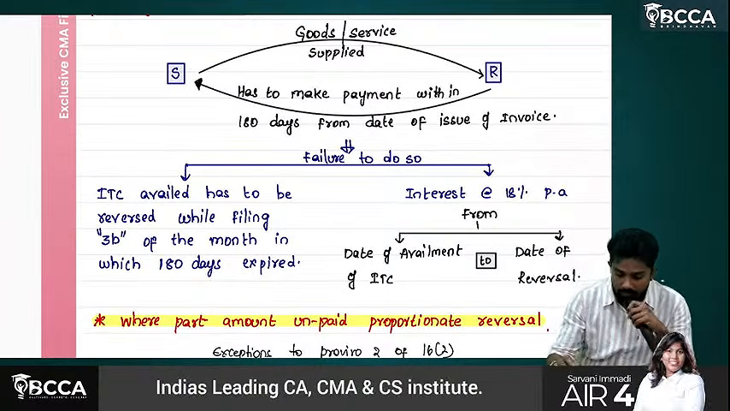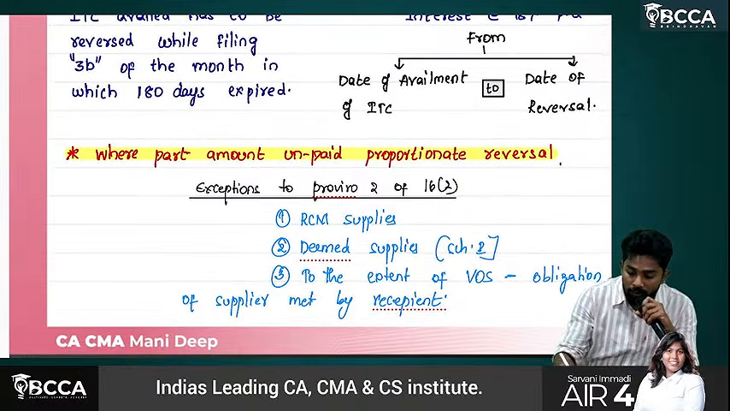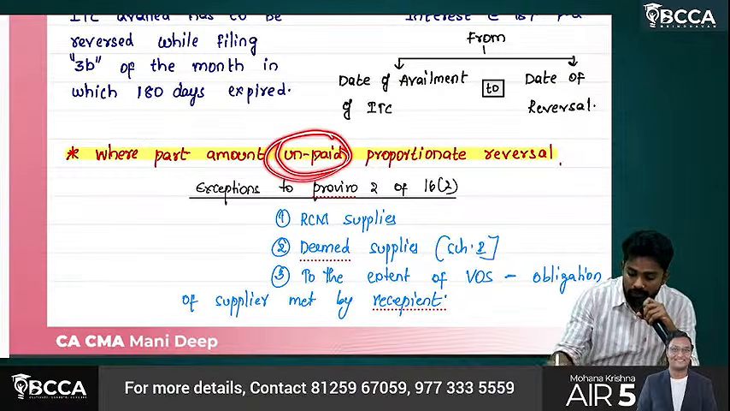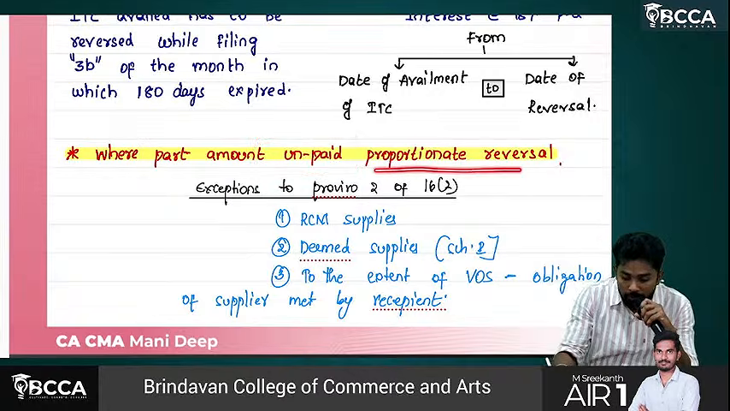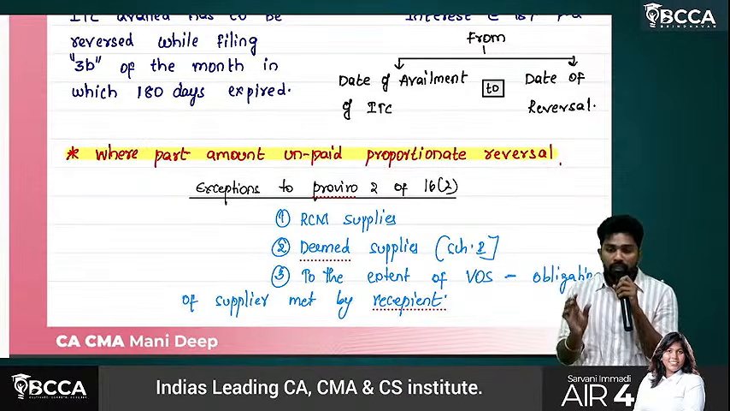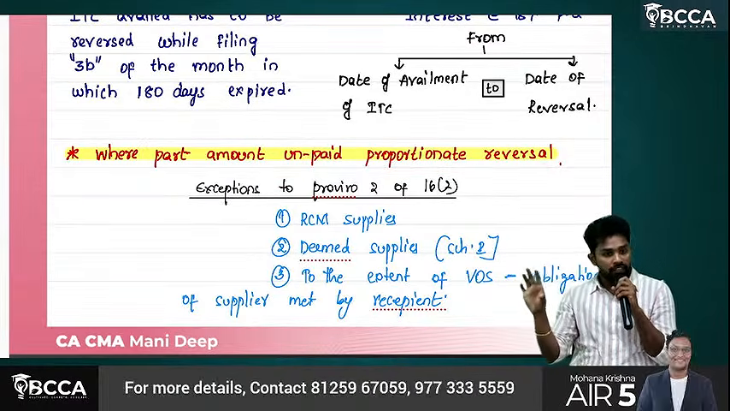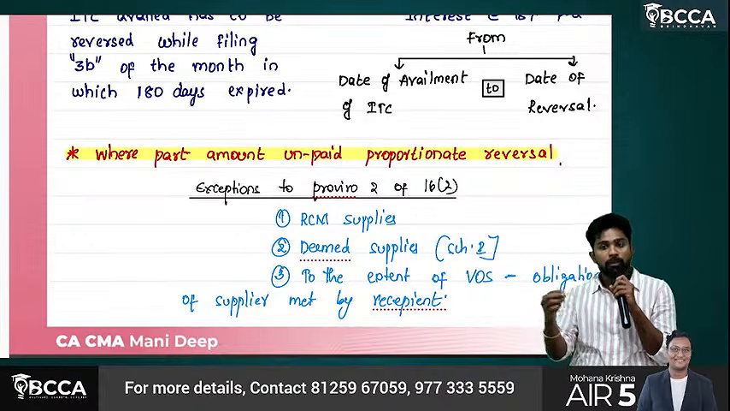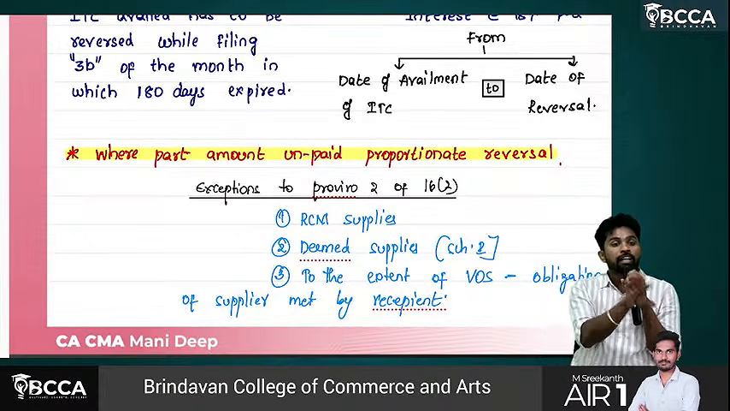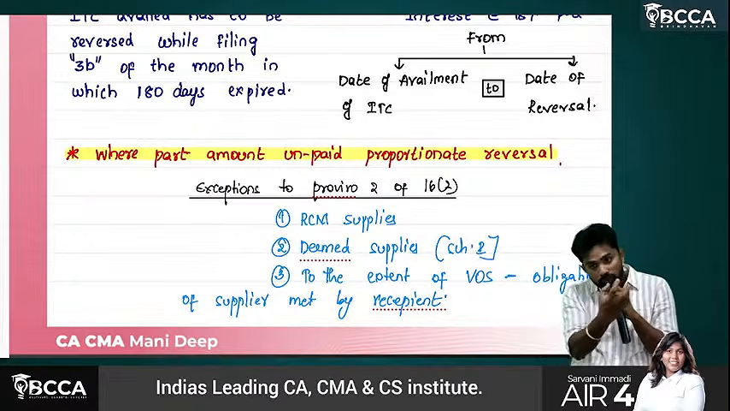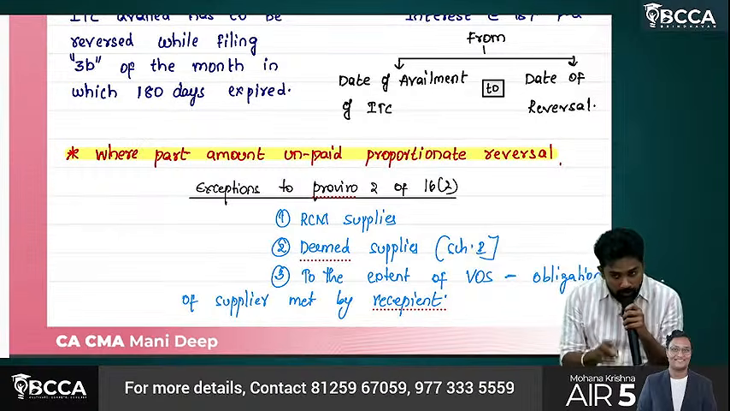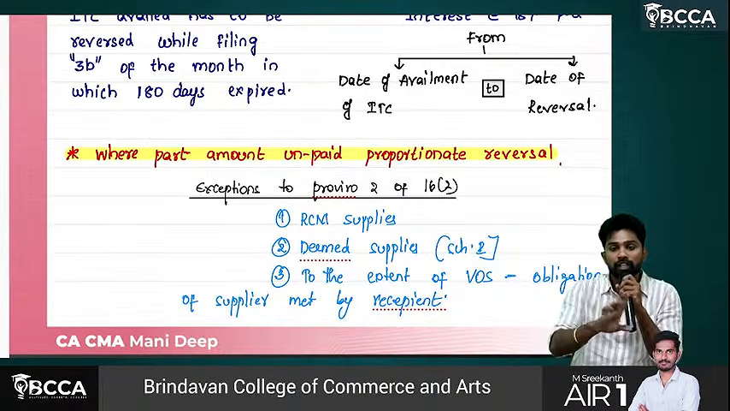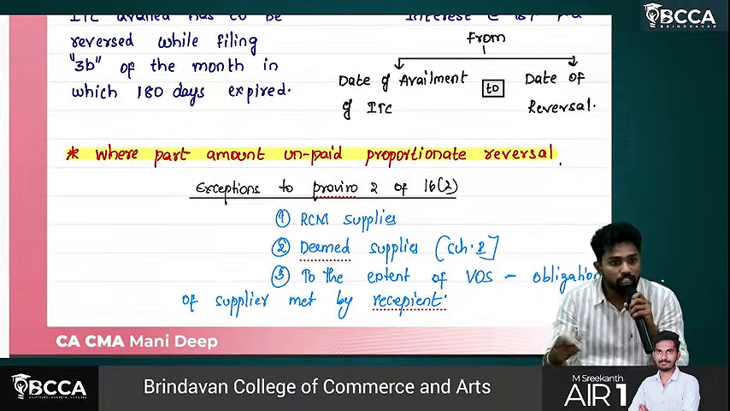Then where a part amount is unpaid, what? Proportionate reversal. I mean, he paid, sir, 10 lakhs is the total value. He paid 2 lakhs, he paid 3 lakhs. Then the unpaid amount is how much? 7 lakhs. Then to that unpaid 70%, the relevant ITC only has to be reversed. In proportion to the amount unpaid only, ITC has to be reversed, not full reversal.